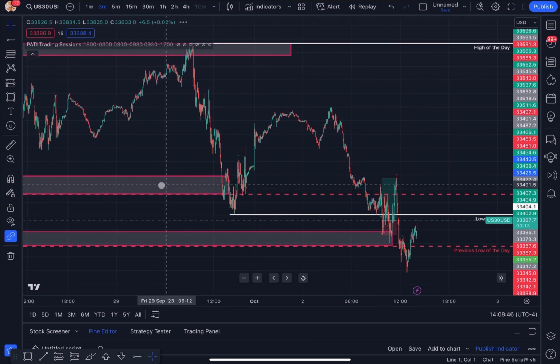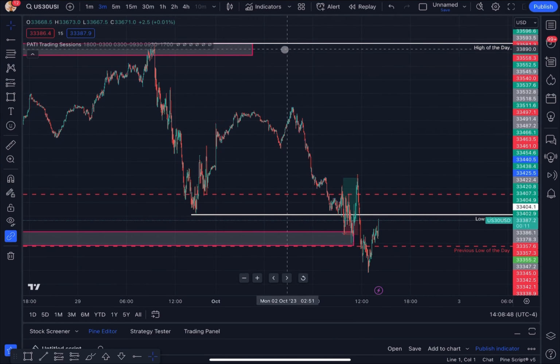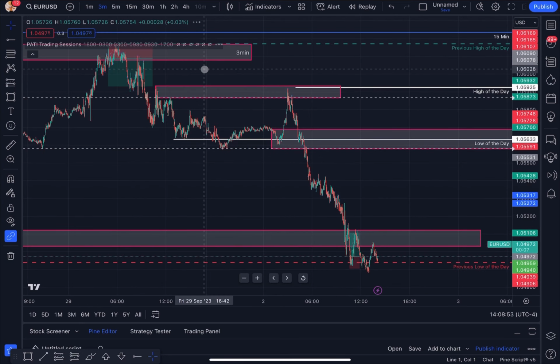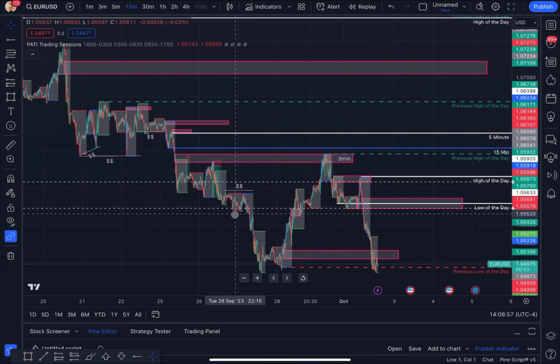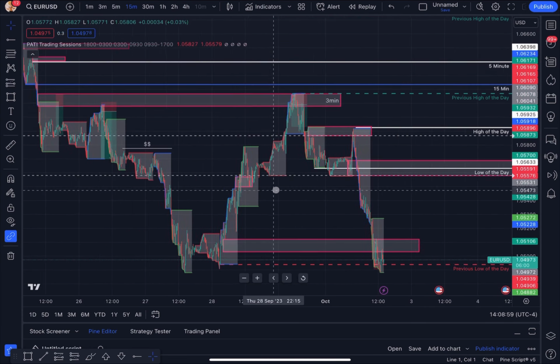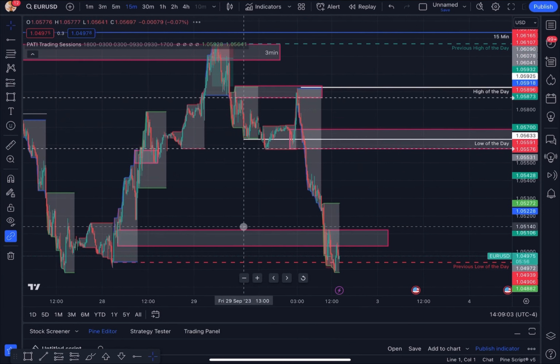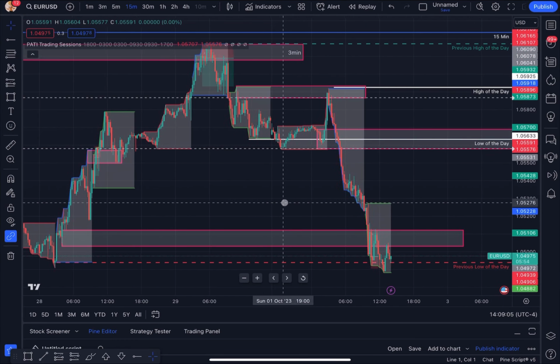So that's it for US 30. I hope that example made some sense. Now we're going to the final one, Euro USD, and let's check that out. All right, so basically same thing. I'm looking for breaks of structure. I'm looking for London, New York session. I'm looking for highs and lows of the days, and that helps me build my confluence, right?